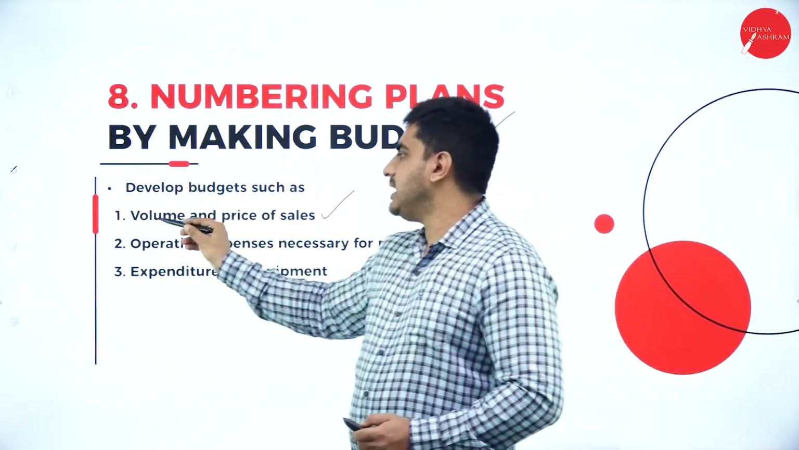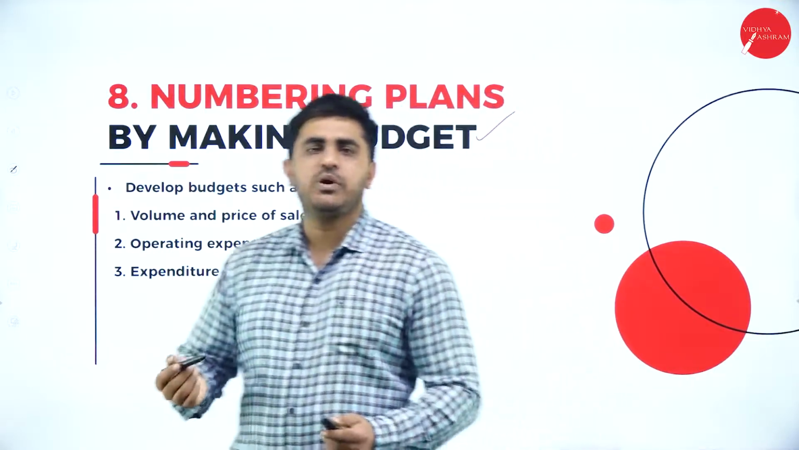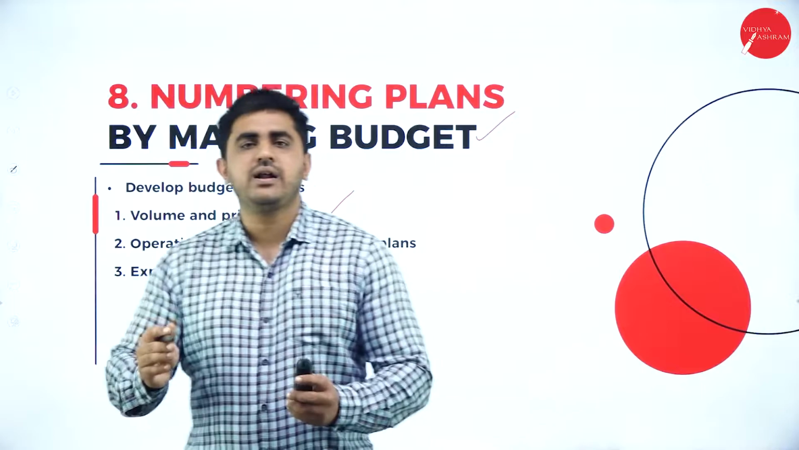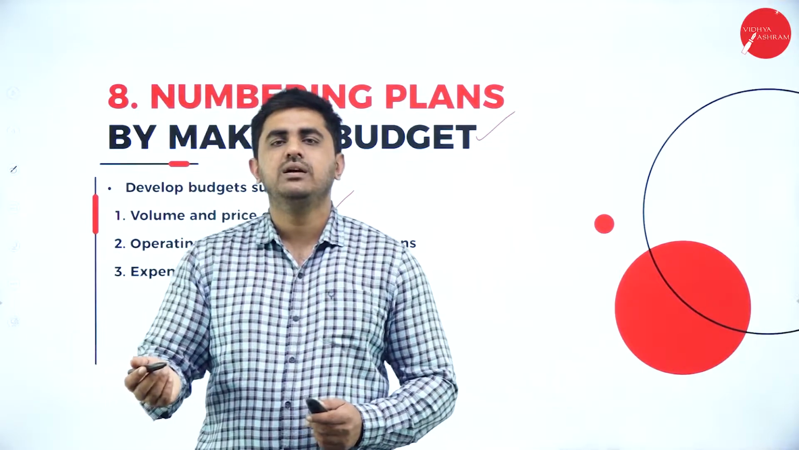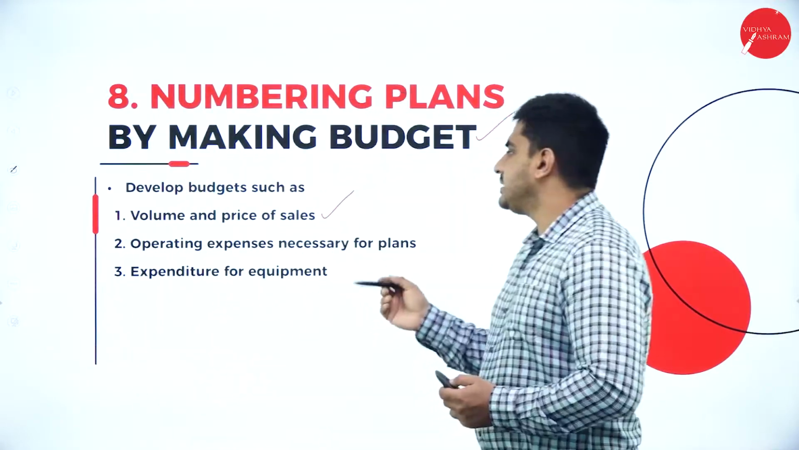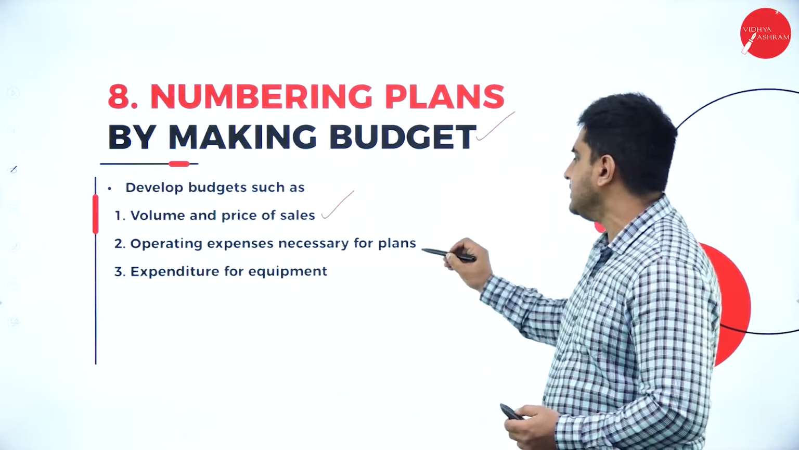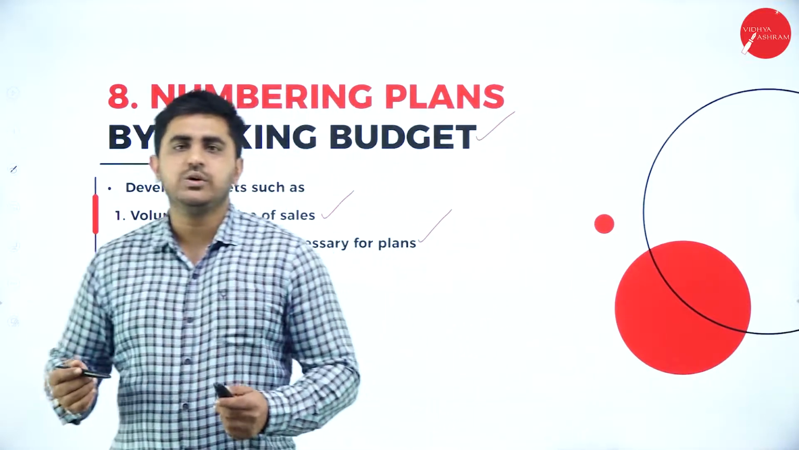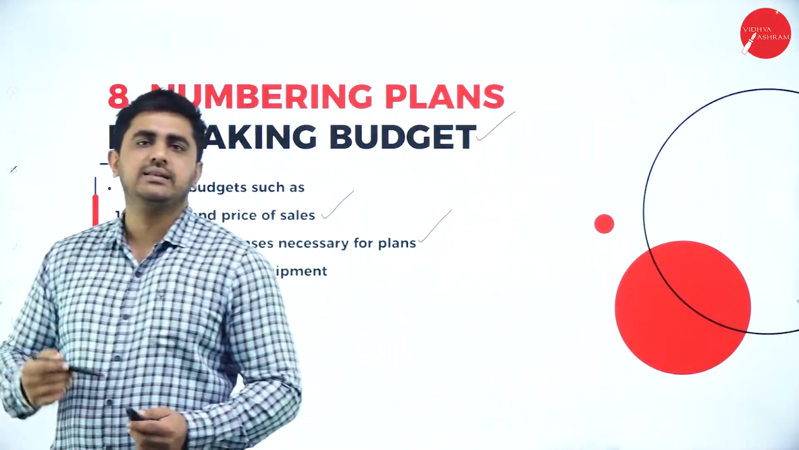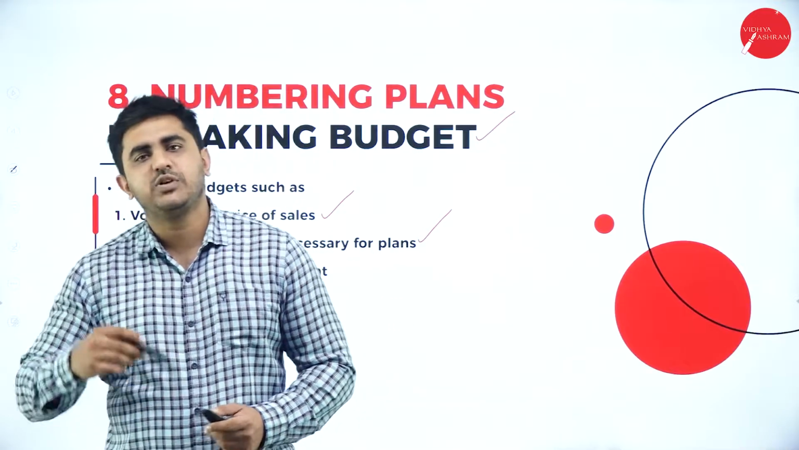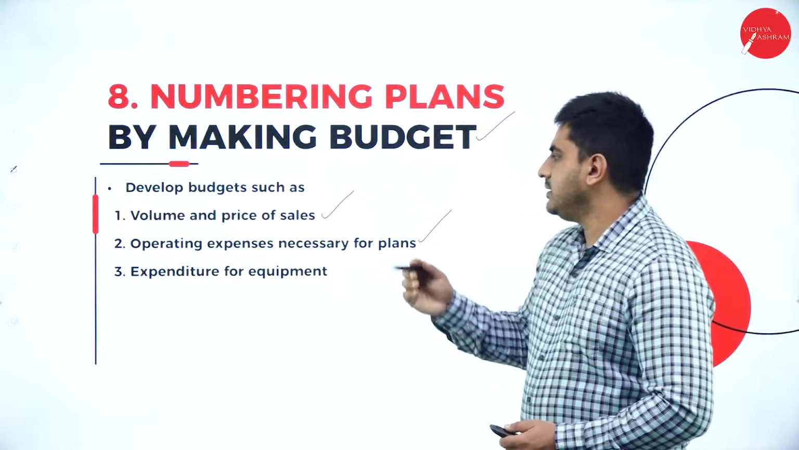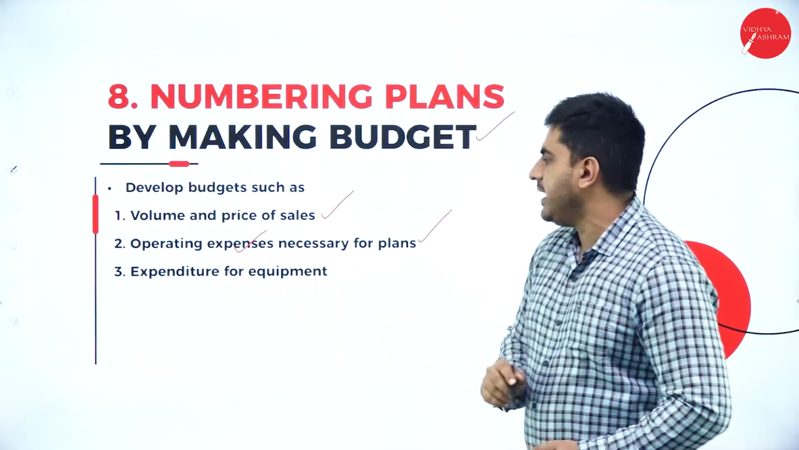Volume means, for example, you want to produce 1,000 products and sell them. That 1,000 number is the volume. And price of sales means, for each product, how many rupees you are selling it for. For example, 100 rupees per unit or 200 rupees per unit. You are giving numerical values. Next is operating expenses necessary for plans. To carry out the operations you require money. For example, you will have to pay the workers salary. At the same time, you will have to pay for the raw materials, the electricity bills, water bills, whatever it is. You give numerical values to those expenses, that is operating expenses.